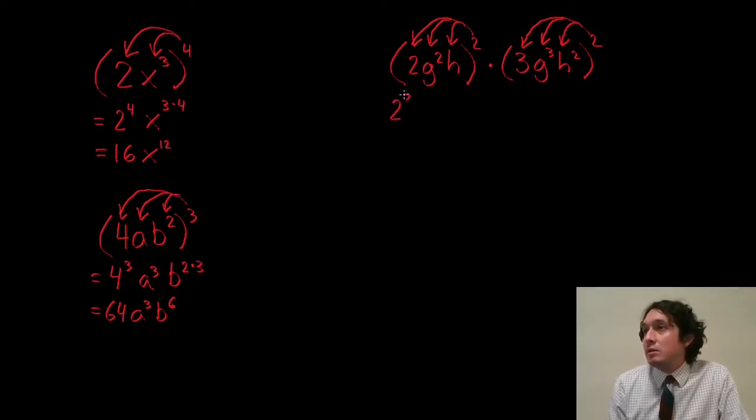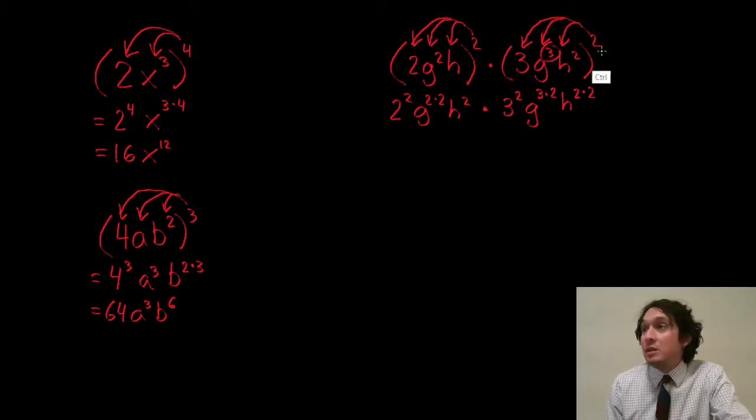We get 2 squared. We get g to the power of 2 times 2. The existing 2 gets multiplied by another 2. Times, and h also gets squared. Here's my multiplication symbol. We get 3 squared. Again, g and h this time both have existing powers, so it's going to be g to the power of 3 times 2 and h to the power of 2 times 2. Because g started with a 3 and it got a 2 from the outside, same deal, h started with a 2, 2 from the outside. That's how I'm getting those numbers.